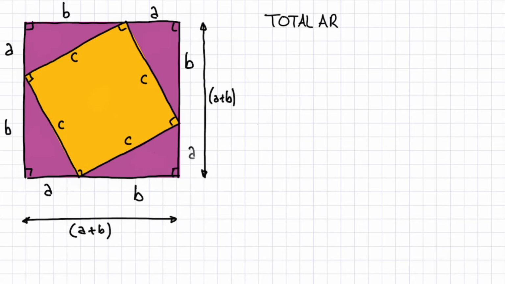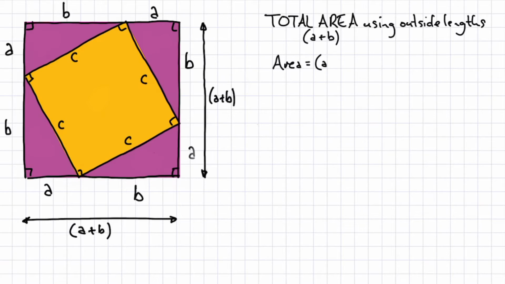First of all, as part of this demonstration, I'm going to calculate the total area using the outside lengths, so that means the a plus b lengths there. So that area will be bracket a plus b times bracket a plus b, and that actually equals bracket a plus b all squared.